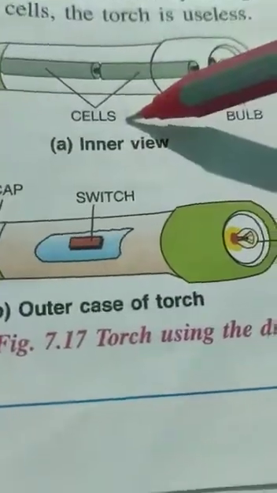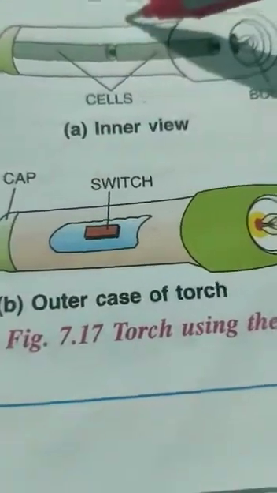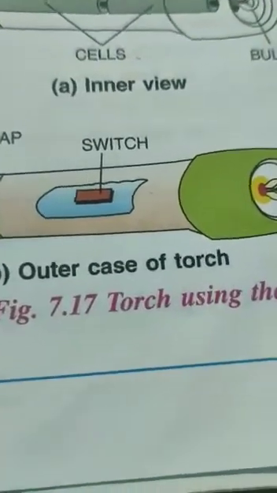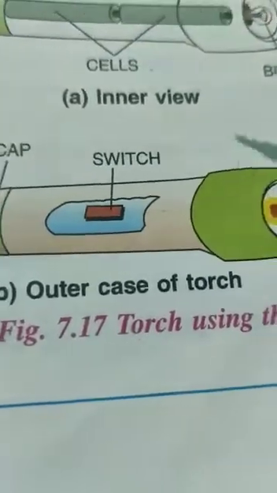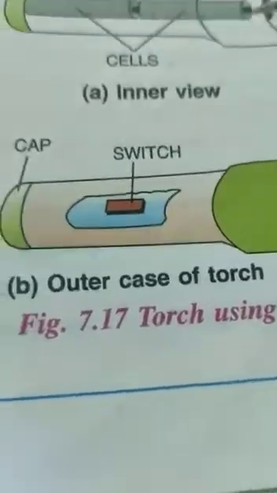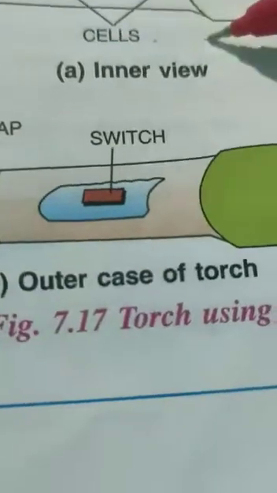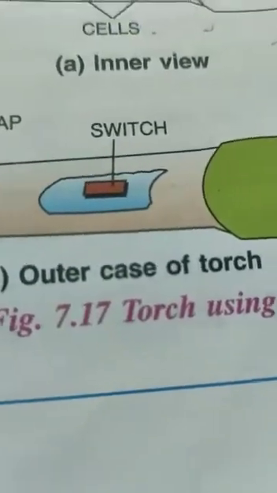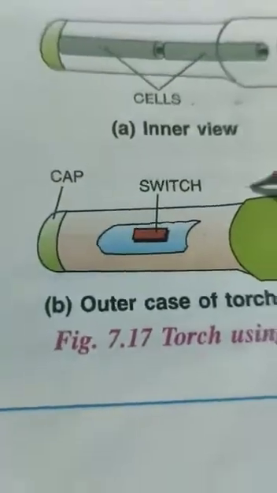As we press the switch on, the torch lights up. If we take out the cell from the torch and then press the switch on, the torch doesn't give any light, right children? So this shows the cells provide electricity to light a torch. Without a cell, the torch is useless.